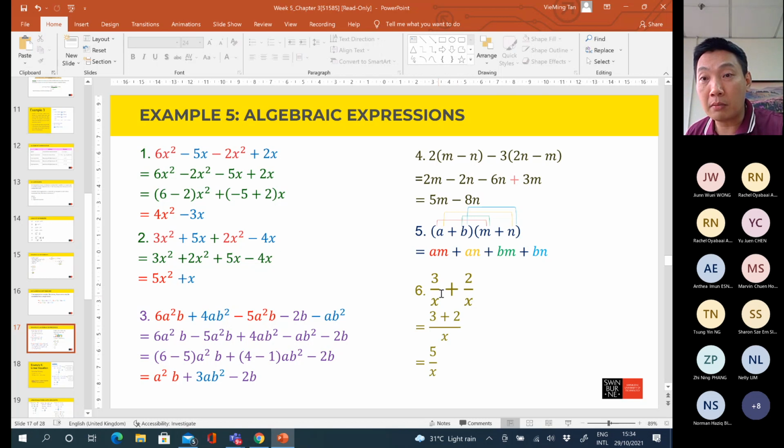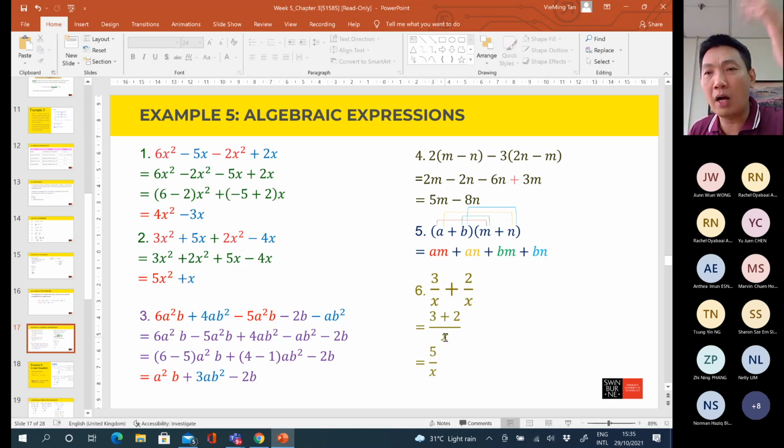So there are two terms now. This is the first term, this is the second term. Because the denominators are the same, we can combine the numerators in a house. A house refers to one term. So it's 3 plus 2 is equal to 5. So this is the simplest expression. So just leave the answer until here, enough. This is x power 1.